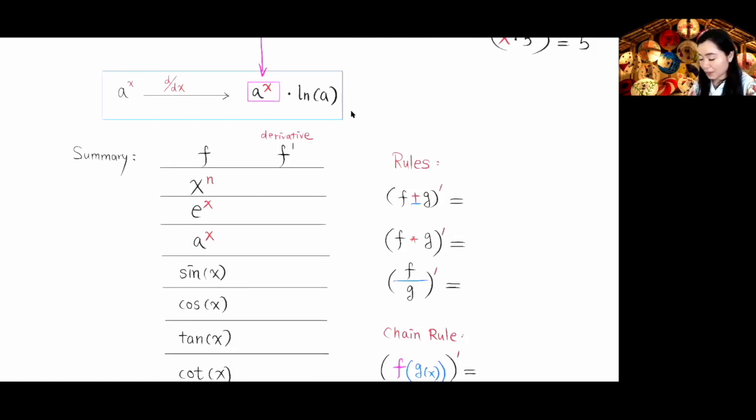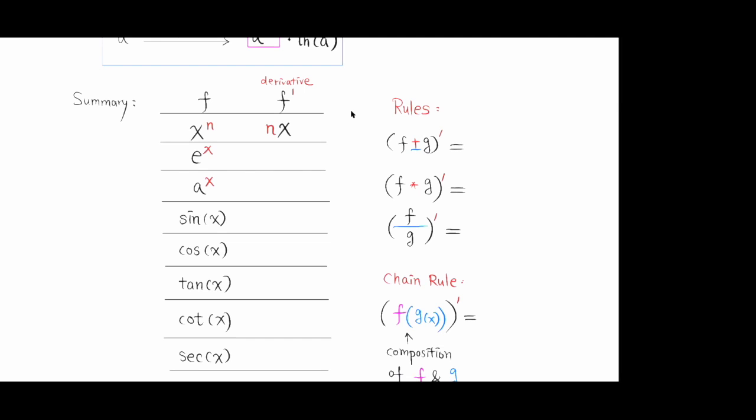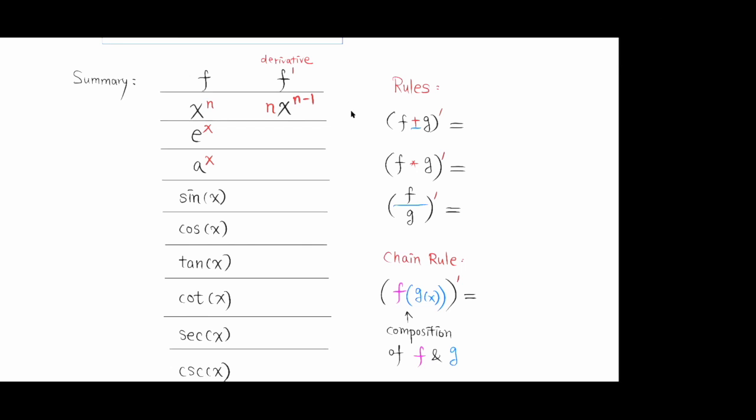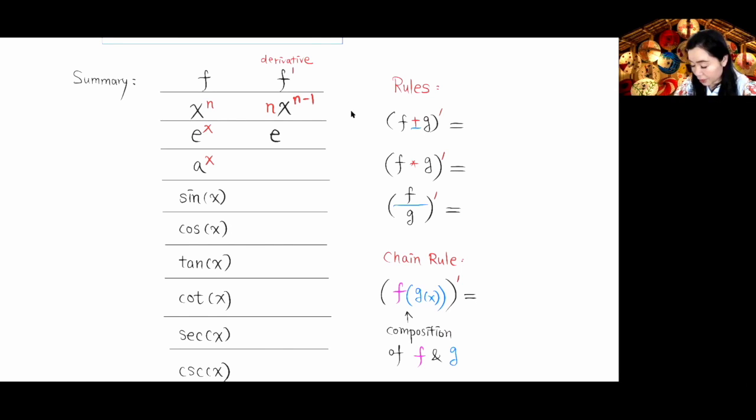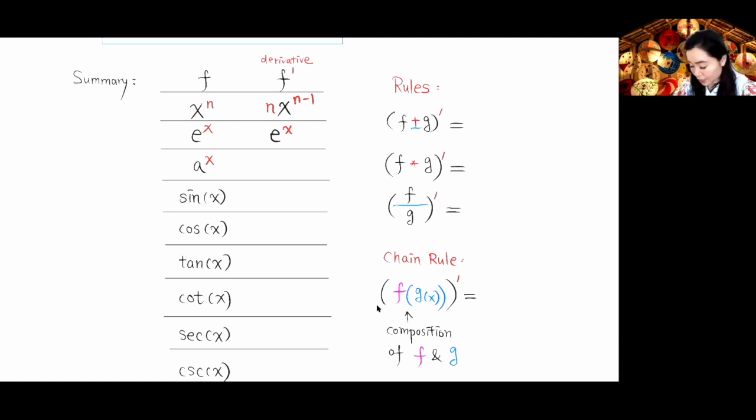Okay, now let's summarize what we have learned so far. The derivative of x to the n is n times x to the n minus 1 power. Then e to the x is e to the x. Then a to the x, where a is a positive constant, is a to the x times ln of a. You got it.